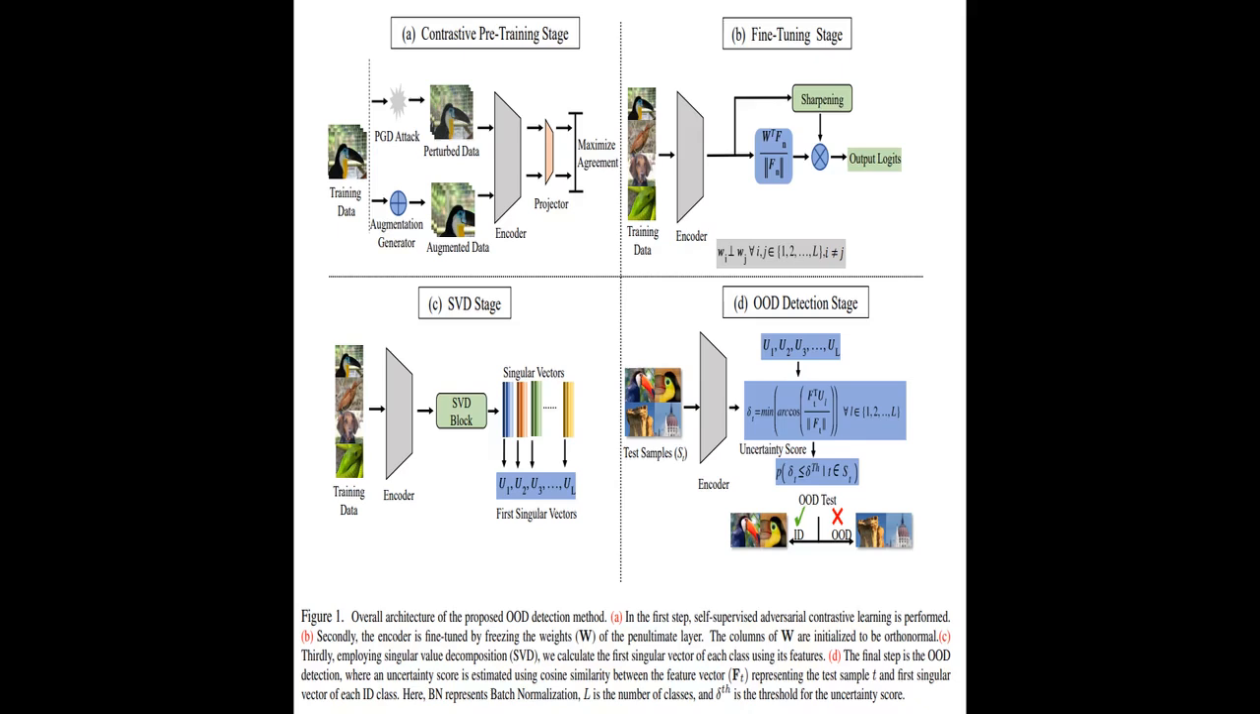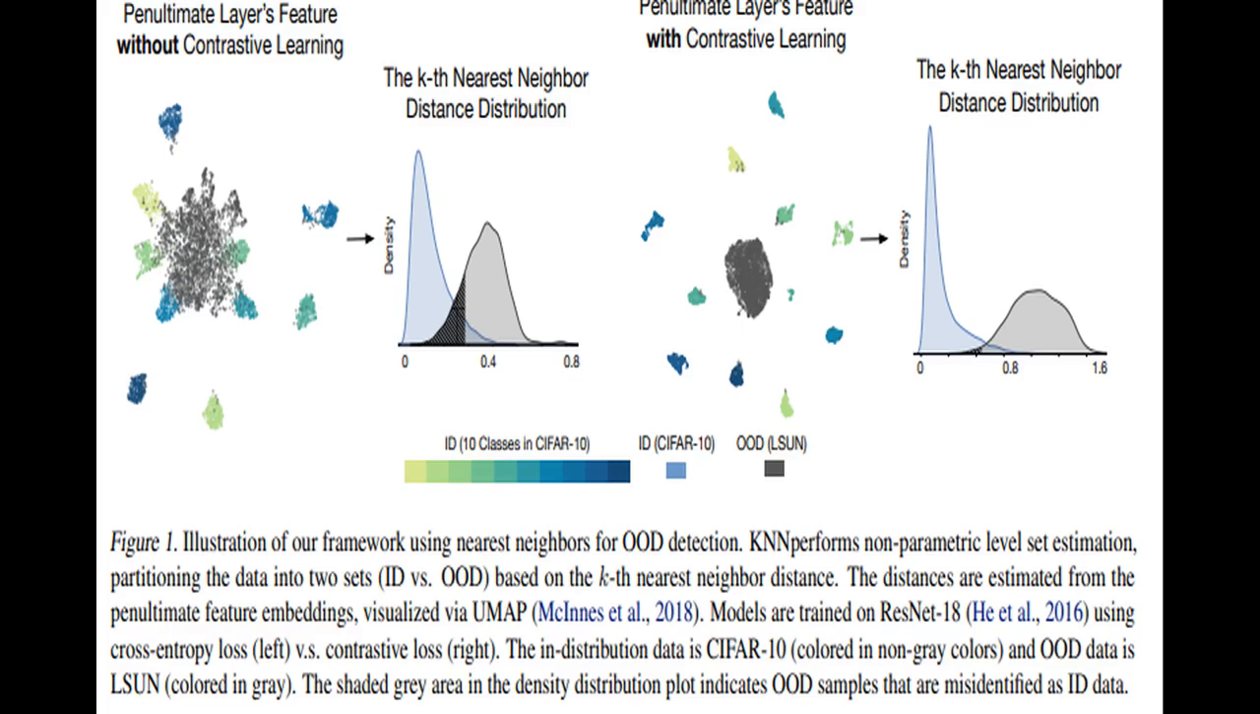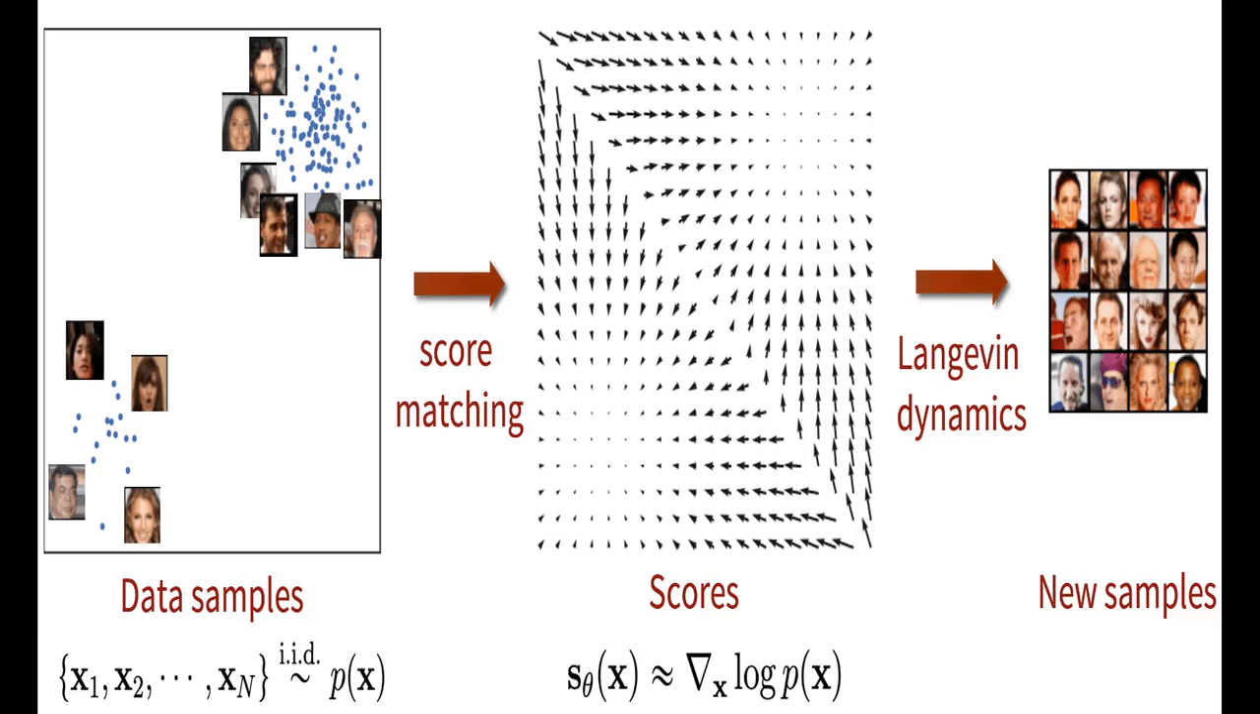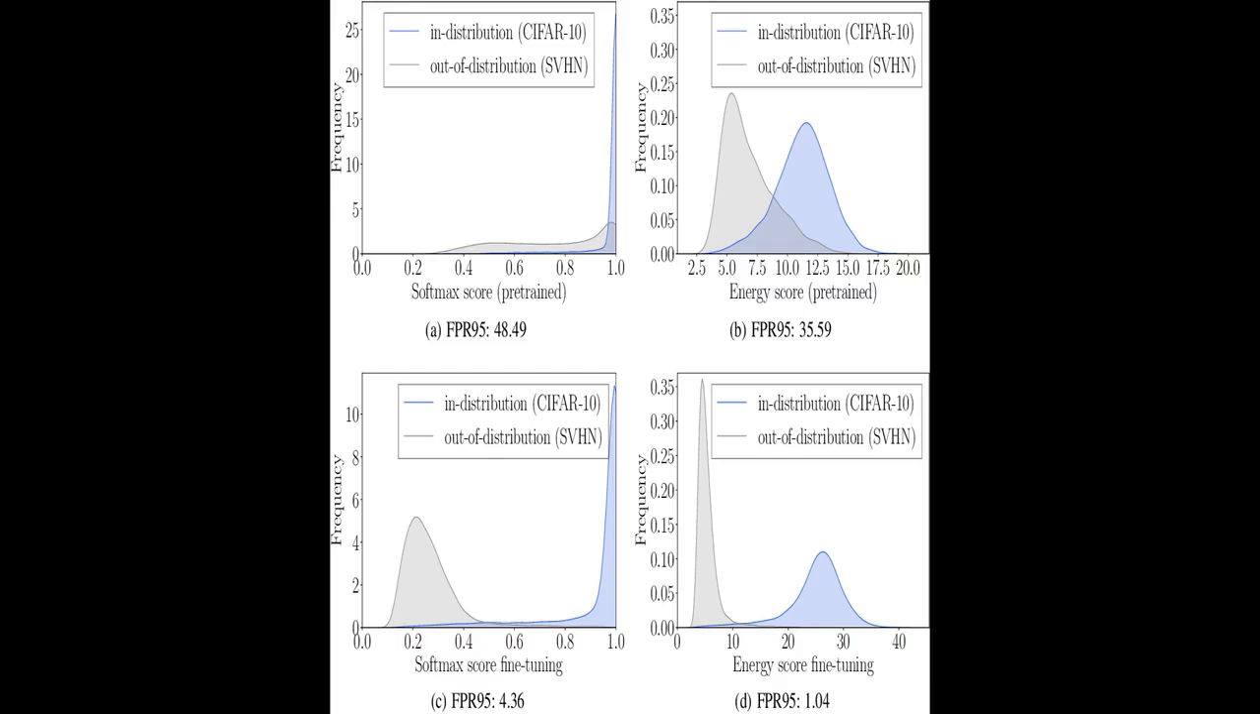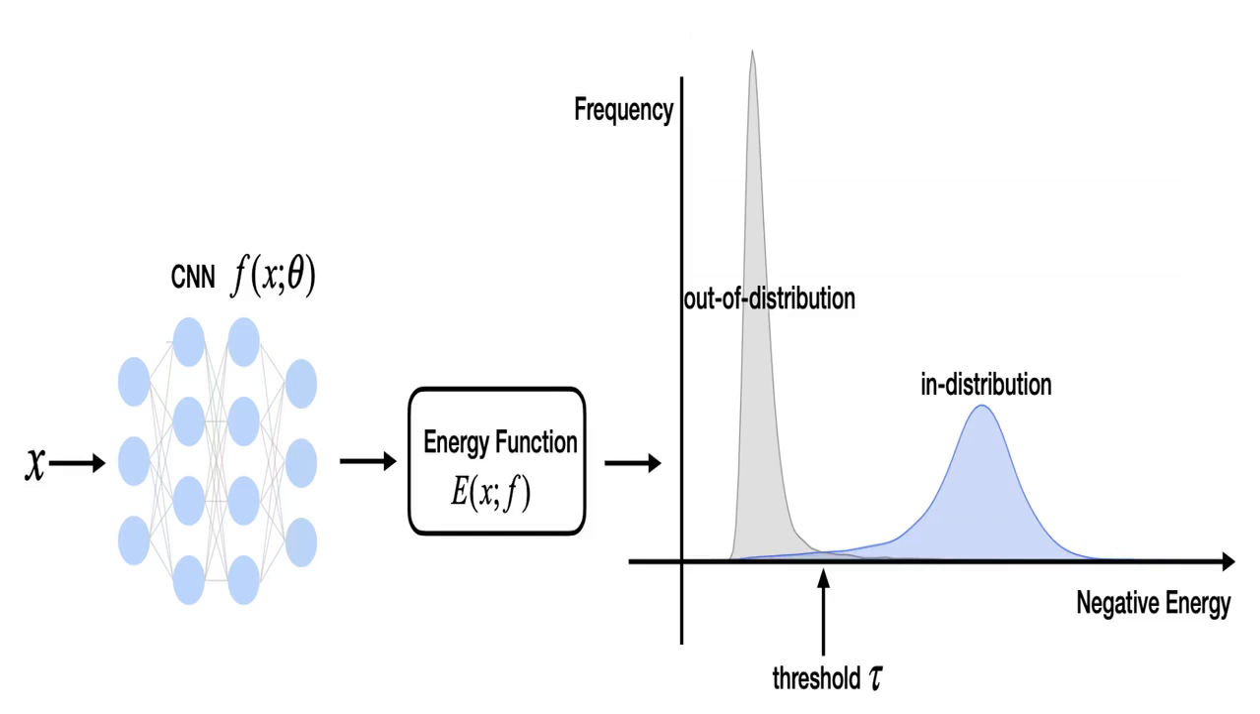Can a computer, when dealing with complex data like images or texts, possess the same sense, the ability to know when something doesn't belong, even when it's never seen it before? This brings us to today's topic: energy-based out-of-distribution detection using contrastive score matching in deep generative models. If that sounds like a mouthful, don't worry, let's break it down into bite-sized pieces.